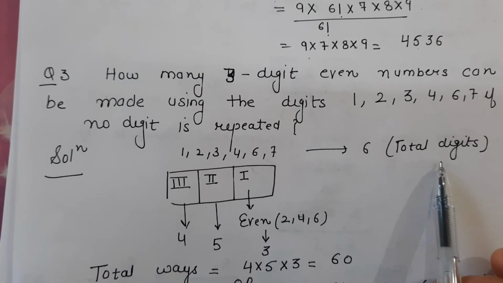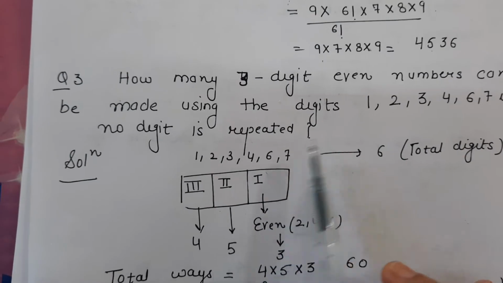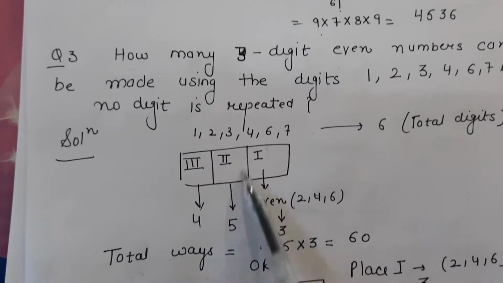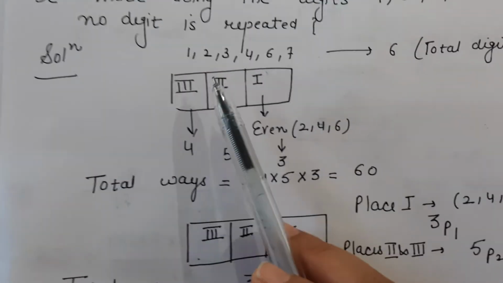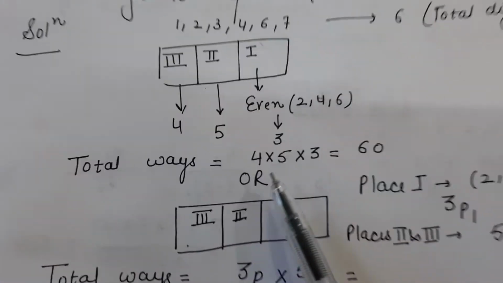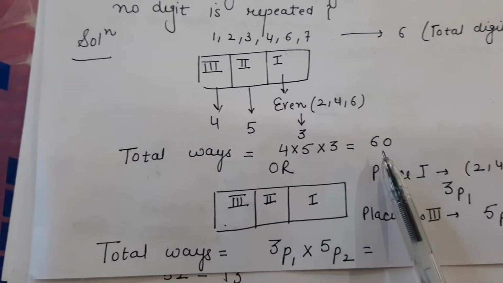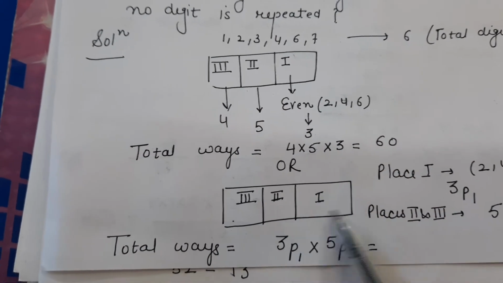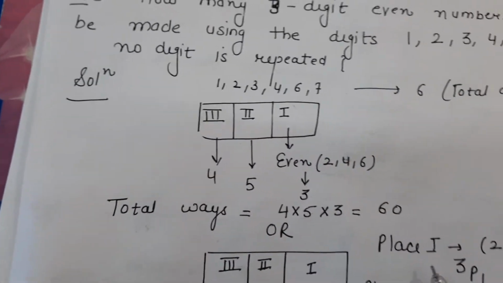Now we have total 6 digits. 1 is used here. Repetition is not allowed. So second place can be filled in 5 ways. And it can be filled in 4 ways. So the total ways are 4 into 5 into 3. This is 60.